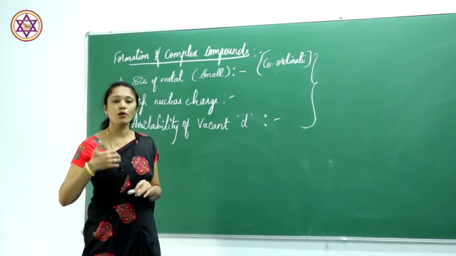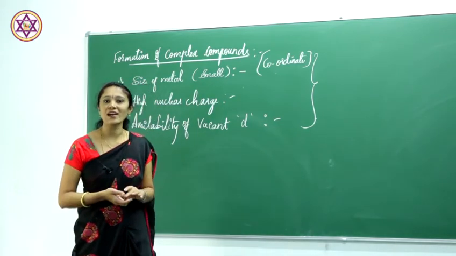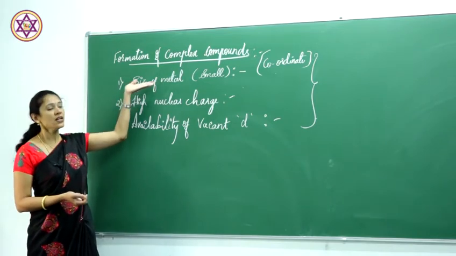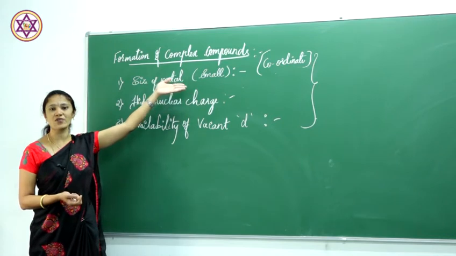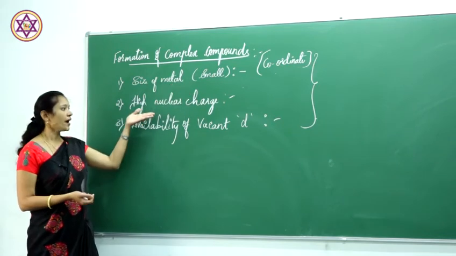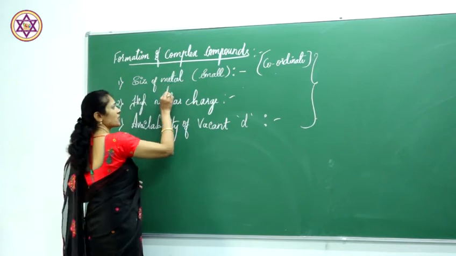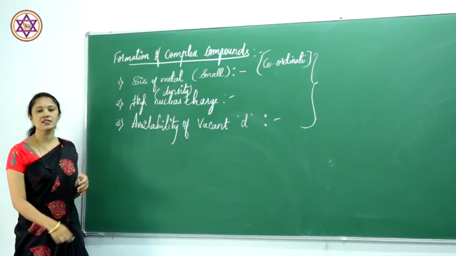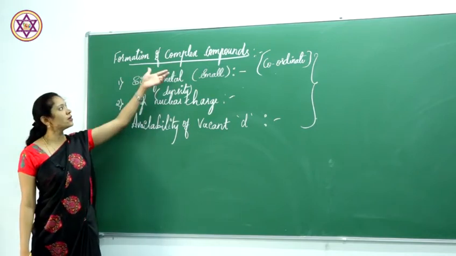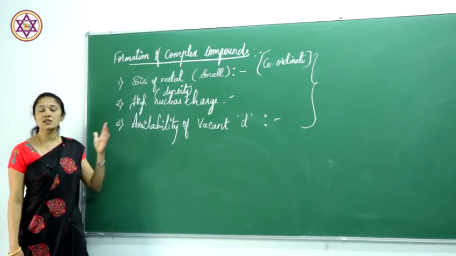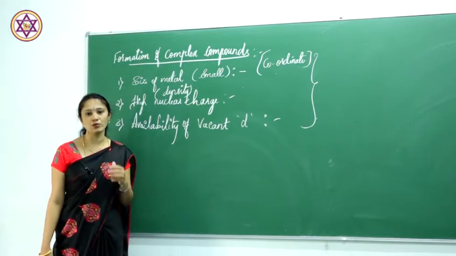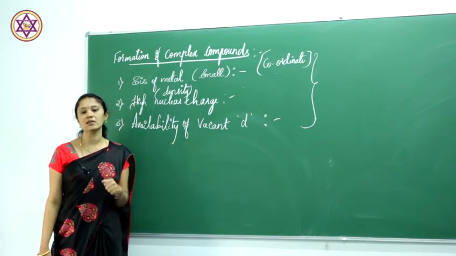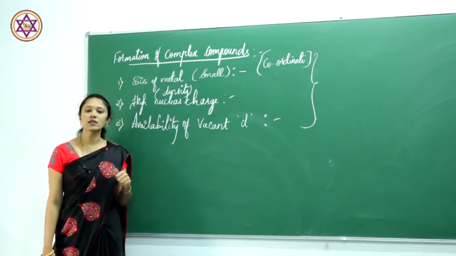Understood, students? What are the factors that favor the formation of complex compounds? First factor is the size of the metal, which should always be small. Also the charge density should be very high. And next is the availability of vacant d orbitals. You all know that transitional metals have vacant d orbitals, so that they can occupy the electrons donated by the ligands.